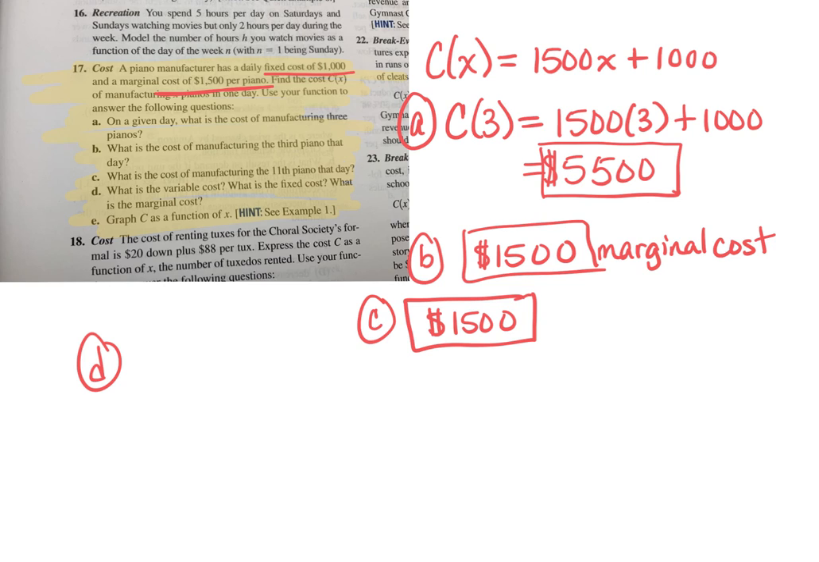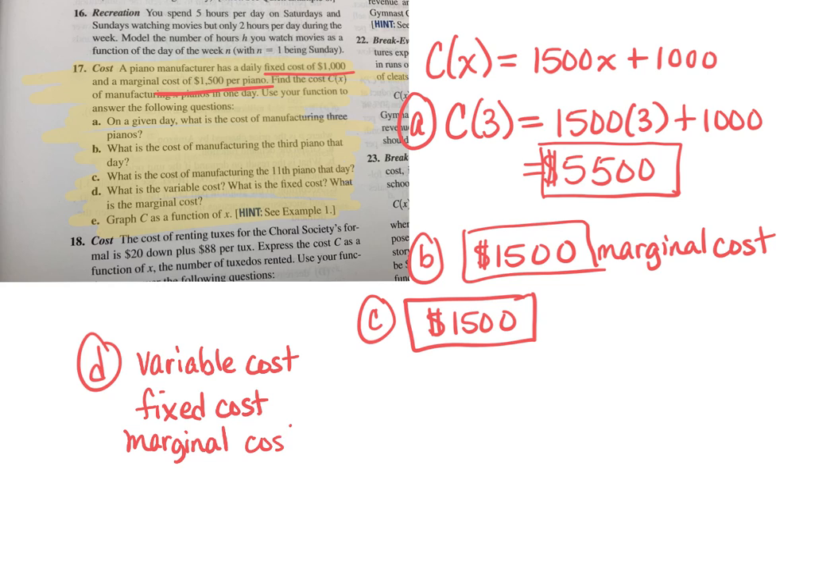D, we have to find out what is the variable cost, what's the fixed cost, and what is the marginal cost. So let's write the variable cost, fixed cost, and the marginal cost. Second row, this is you. What's your variable cost equal to? Yes. Would that be X? Would it just be X? Your neighbor's shaking their head no. Well, it's 1,500X. Good.